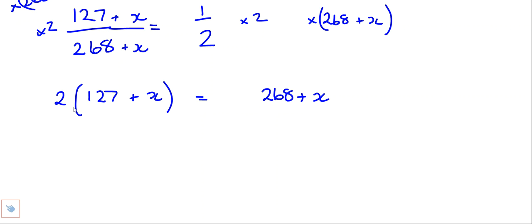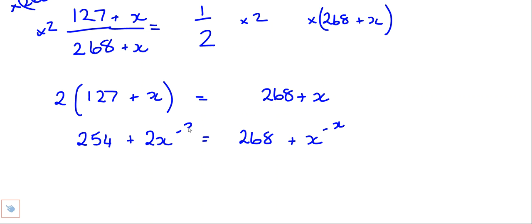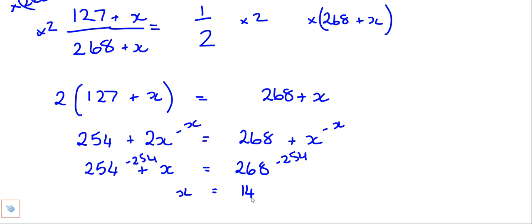Multiply out the other one, so I've got 2 times 127 is 254 plus 2x. Subtract the x, gives you 254 plus only 1x now. Subtract 254. So x equals 14.